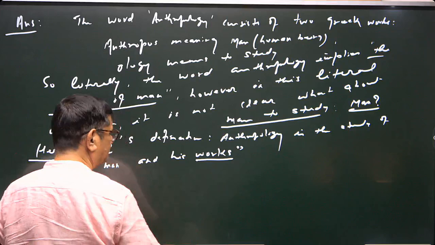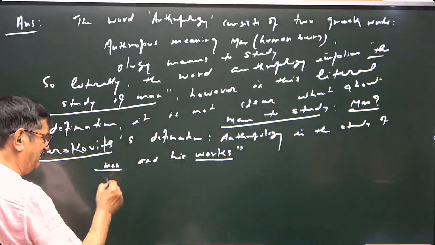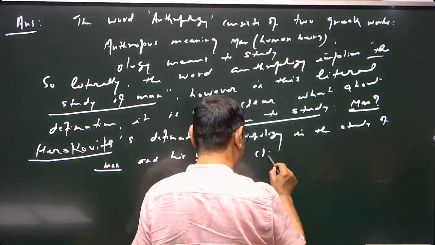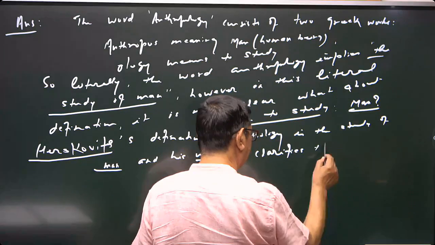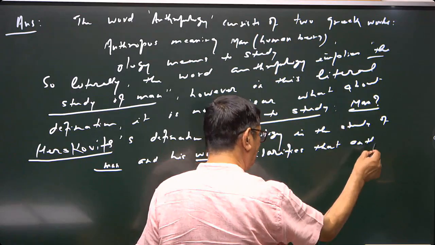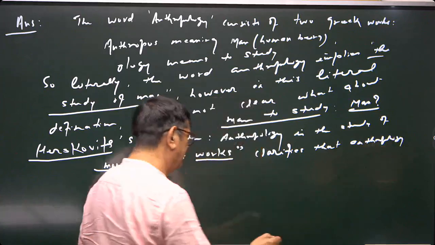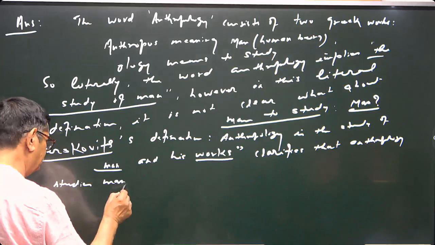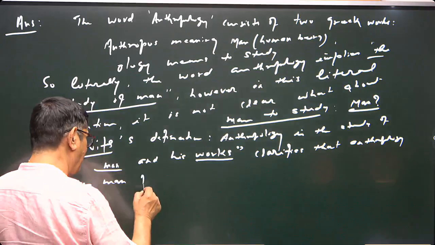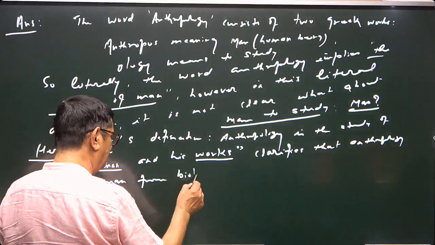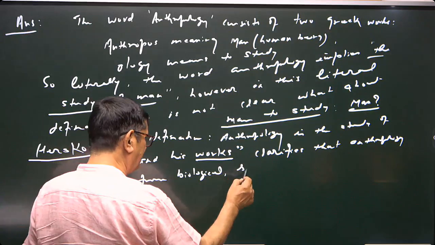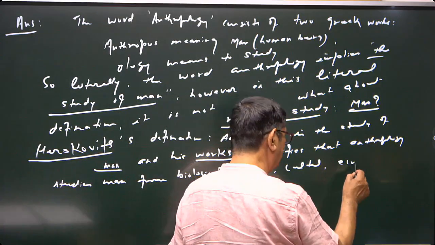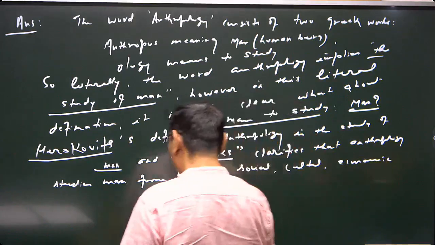And his works. Two words he uses, man and his works, clarify that anthropology studies man from biological, social, cultural, economic and political point of view.